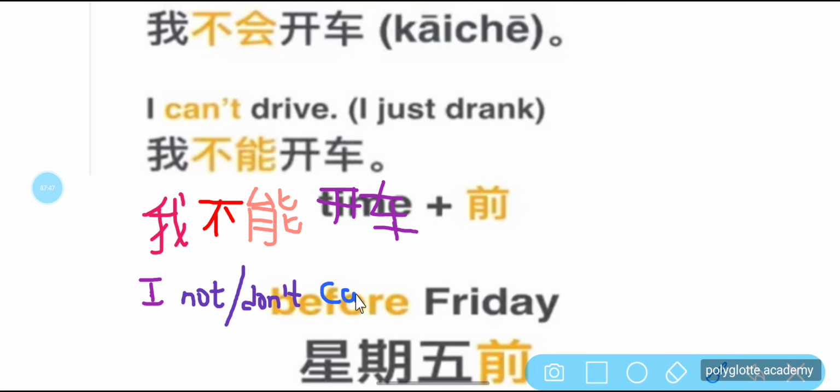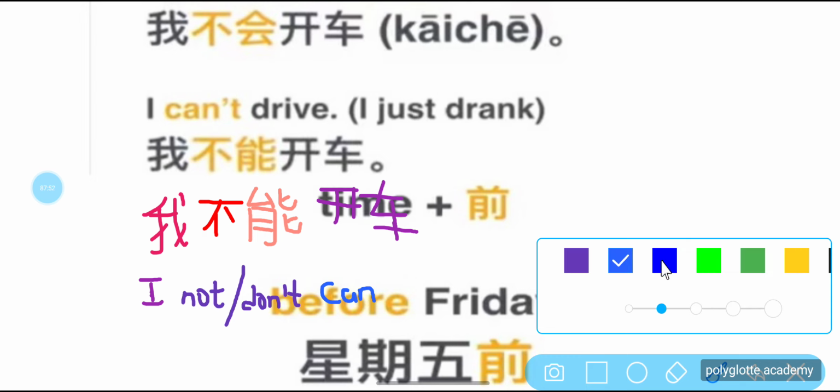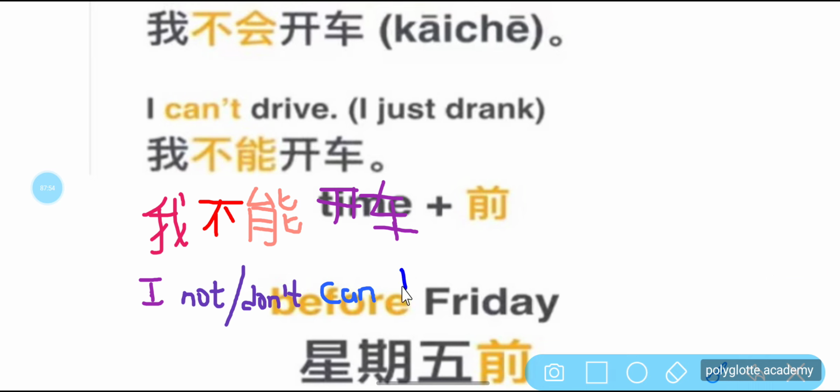And then we have kaiche, which means to drive. So I don't, or I can't drive. Not that I don't have the skill. I have the skill quite all right. But there is a car, and I'm not allowed to enter the car and drive. Yes, I have the skill, I can drive. But in this case, I am not allowed to drive.